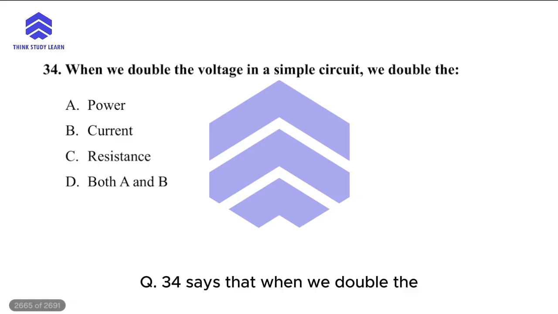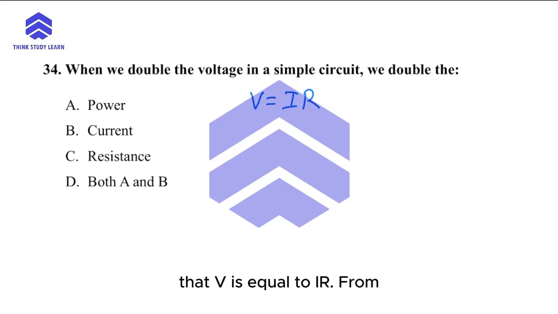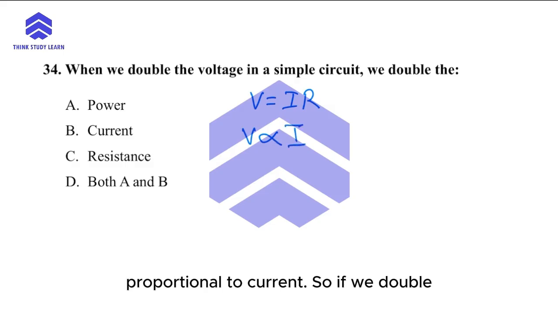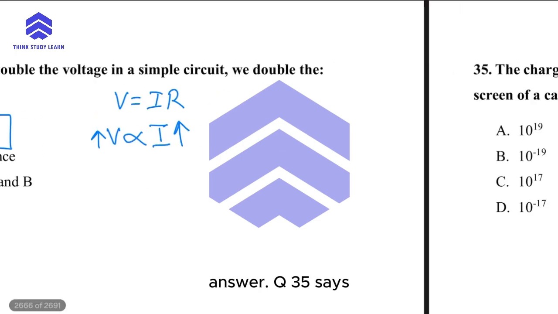Question 34 says that when we double the voltage in a simple circuit, we double the. According to Ohm's law, we know that V is equal to IR. From this, we can say that V is directly proportional to current. So if we double the voltage, the current will be doubled as well. Hence, option B is the correct answer.